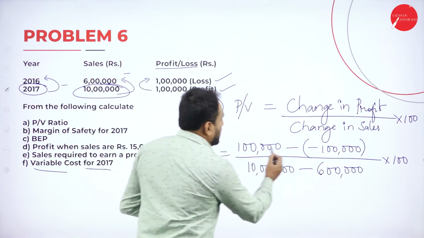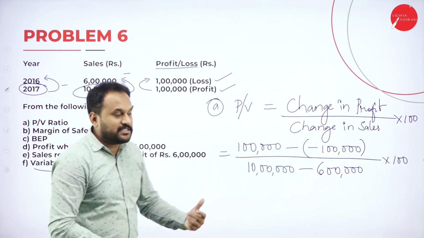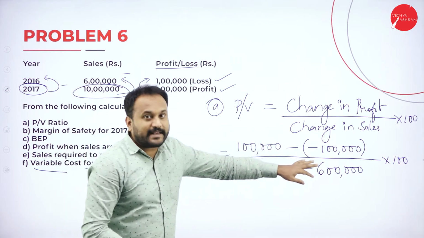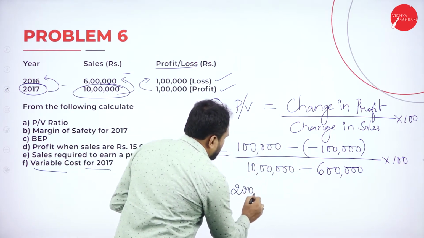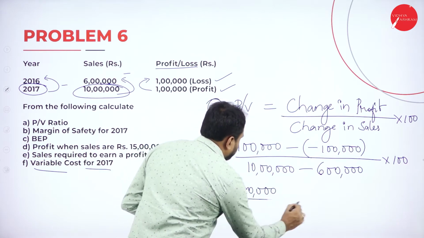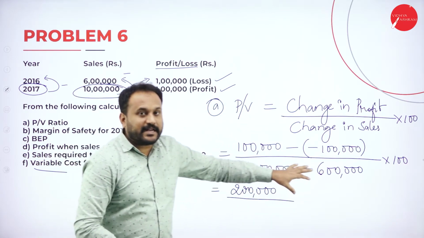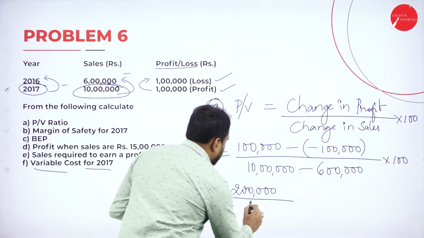So here what we got is 1 lakh minus of minus is plus, so we have 1 lakh plus 1 lakh is 2 lakh is equal to 2 lakh divided by 10 lakh minus 6 lakh is how much? 4 lakh.